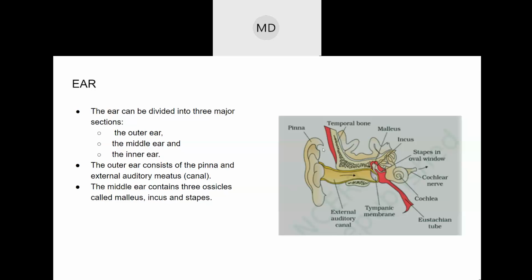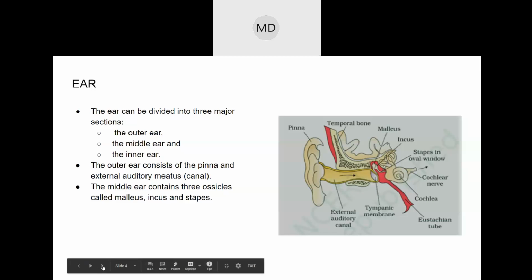So the ear is of three parts. It is divided into three parts. That is the outer ear, which has the pinna and the external auditory canal. Then there is the middle ear, which has three ossicles: malleus, incus, and stapes. And then there is the inner ear. The inner ear has the cochlear nerve, cochlea, and eustachian tube. All these are included in the inner ear.